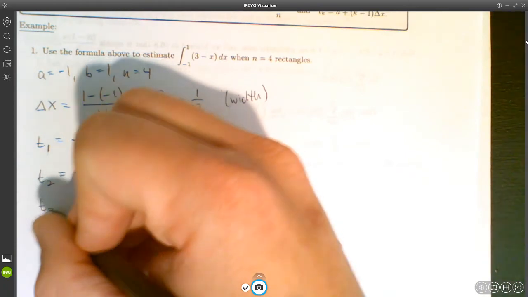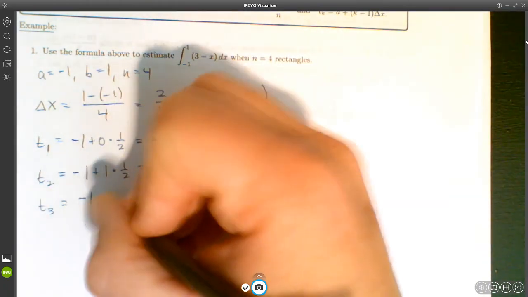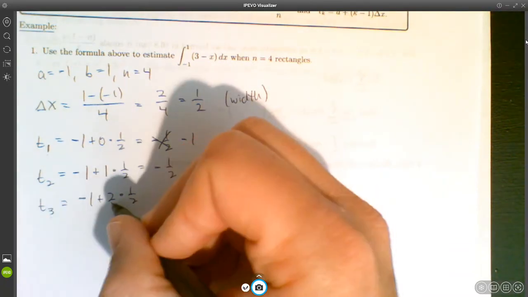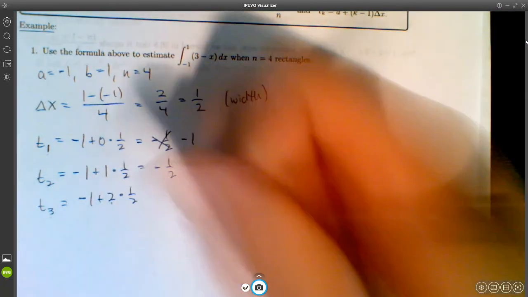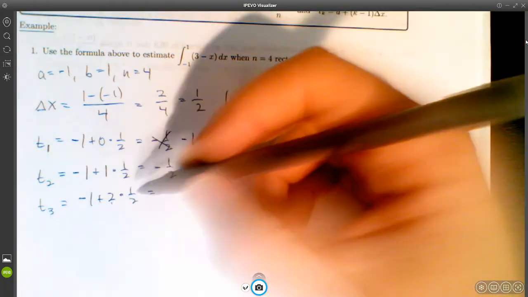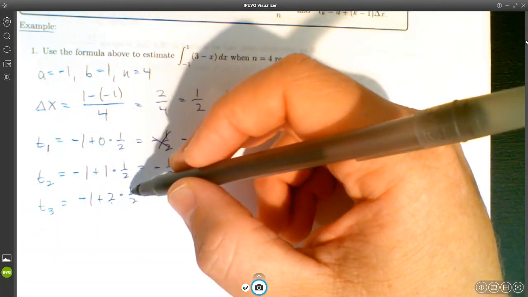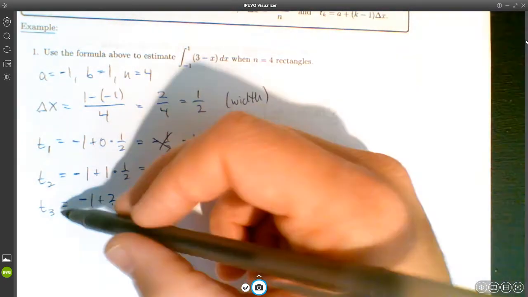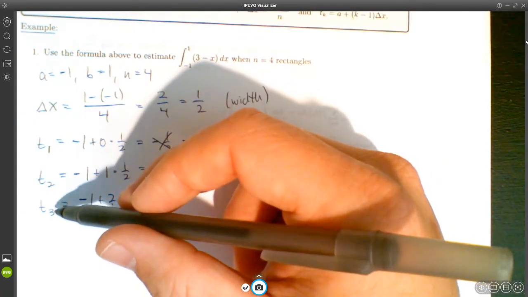What about t3? That's going to be negative 1 plus 2 times 1/2, 2 here because k is 3, so k minus 1 is 2. 2 times 1/2 is 1. Negative 1 plus 1 is, of course, 0. So that's the left end point of the third rectangle.